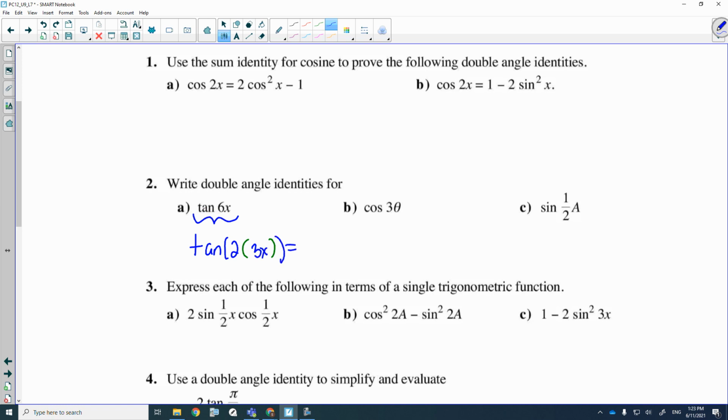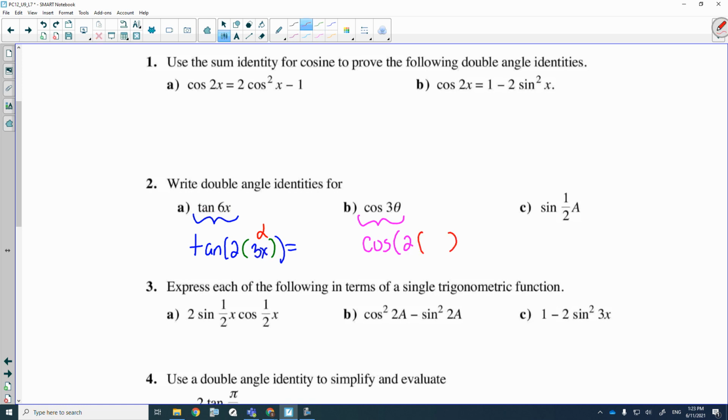Now you're going to use the identity, right? So you're going to look at your formula sheet, you're going to look at the double angle for tan, and you're going to write that out. Every time you see alpha, you're going to put 3x in. Let's do this one. So the cos of 3 theta, write that as a double angle. How would you do that? In order to become a double angle, I need to have a 2. That's what makes it a double angle.